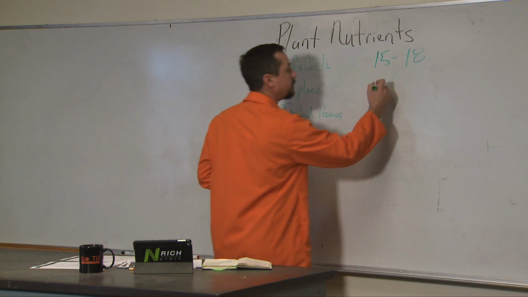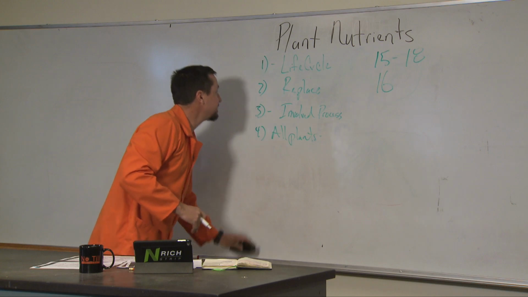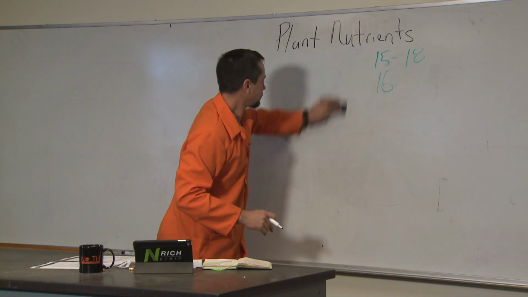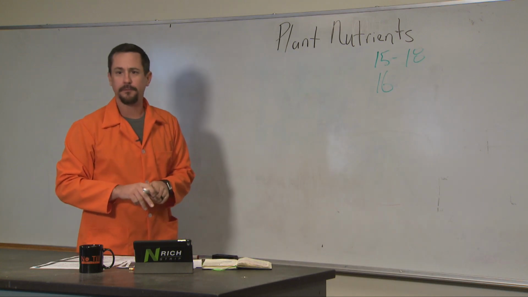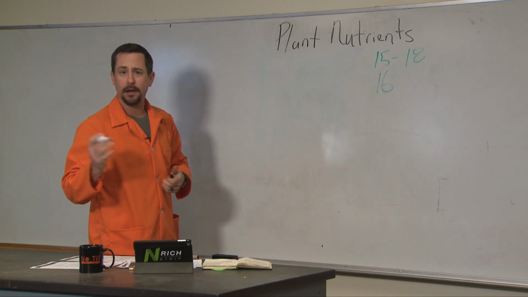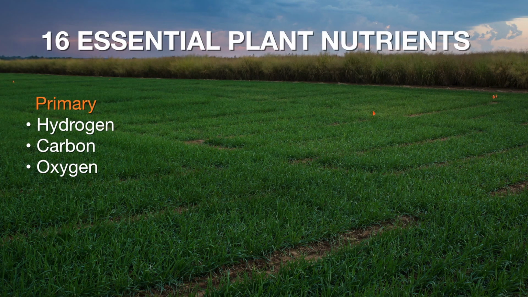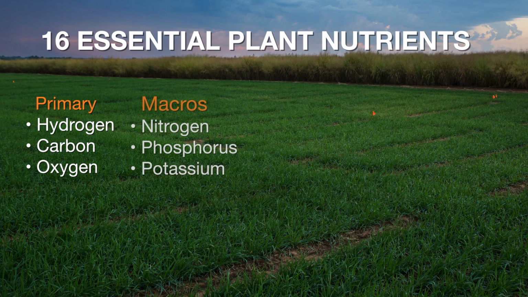Now that brings me to what I teach in class, 16 plant essential nutrients. Those 16 plant essential nutrients are broken up into 4 primary categories. The first one that's not talked about a lot is our HCO: hydrogen, carbon, and oxygen. Our next 3 that we call macros are N, P, and K, or nitrogen, phosphorus, and potassium. These are the macros.